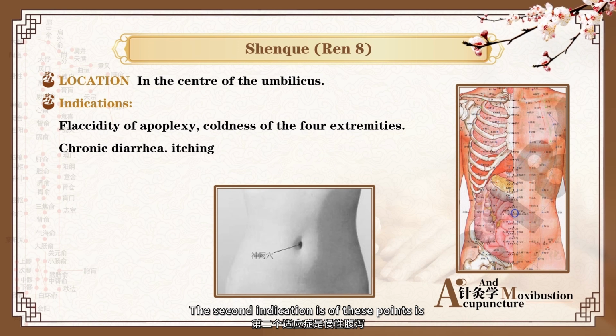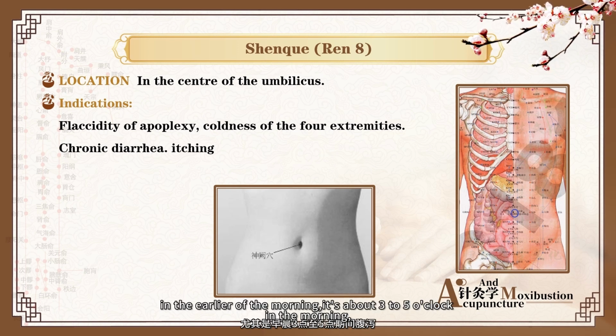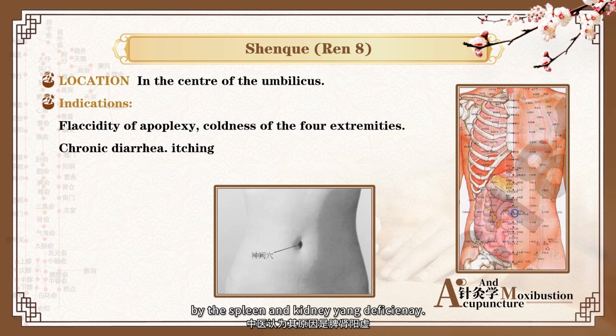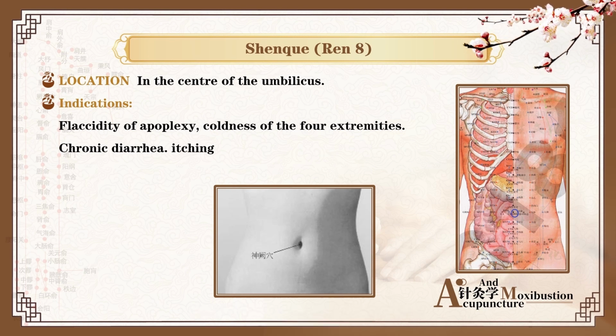The second indication of this point is to treat chronic diarrhea, especially when the patient passes stool in the early morning, about 3 to 5 o'clock. In TCM, we name it five-o'clock diarrhea, the morning diarrhea. That diarrhea is caused by spleen and kidney yang deficiency. At that time, we can combine it with Stomach 37 and Stomach 25 and also Ren 4 together to treat it.